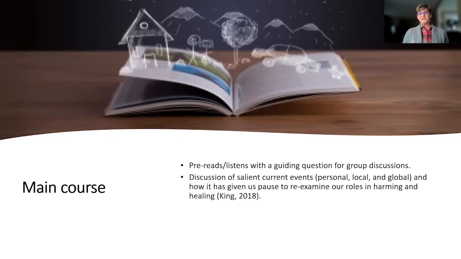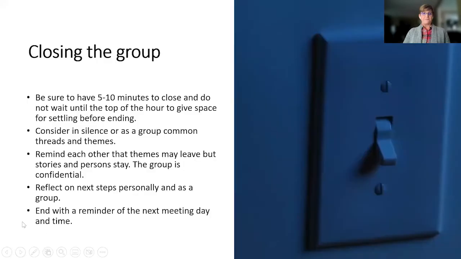You can also have a discussion of salient current events, such as personal events, local events, and global events, and how it has given all of us pause to re-examine our roles in harm and in healing. And also, depending on the type of affinity group it is, it could also be about deeply engaging with one another and taking action.